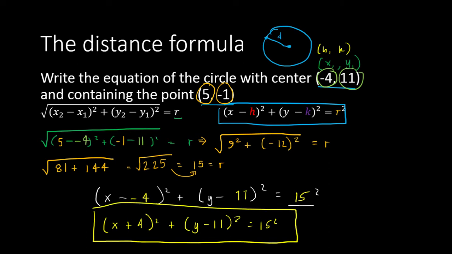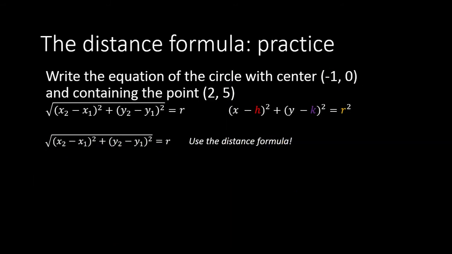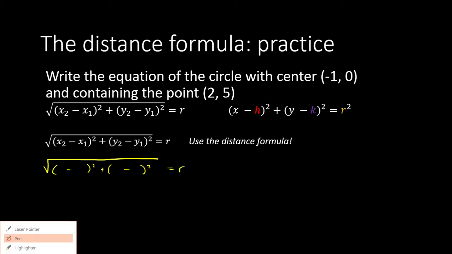Let's practice again. Okay, so this time we have a center of negative 1, 0, and a point on a circle 2, 5. Let's fill in our information. Again, starting out by writing the skeleton of the problem. Let's see what we come up with. My center is going to be x1, y1. So I put a negative 1, my x-coordinate, 0, my y-coordinate.